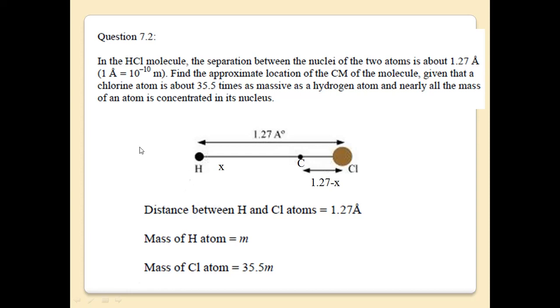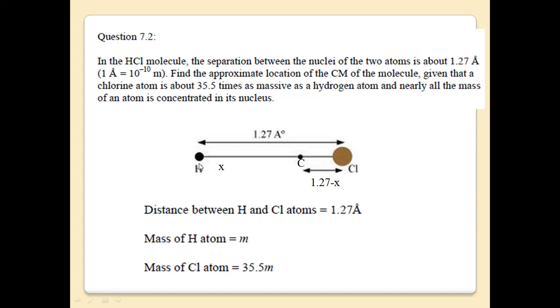Okay, let us read the question again. The hydrogen chloride molecule comprises a hydrogen atom and a chlorine atom. And the separation between the nuclei of the two atoms is 1.27 angstrom. So we have a separation here of 1.27 angstrom. And somewhere between them, closer to the chlorine atom, will be the center of mass, C. So we can locate the center of mass somewhere in between.